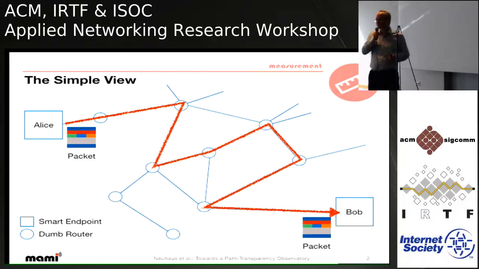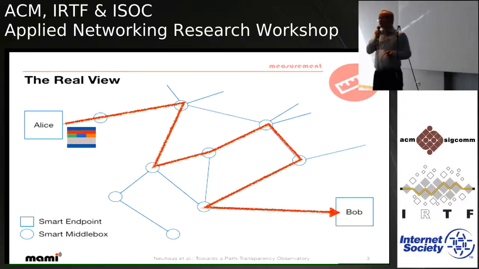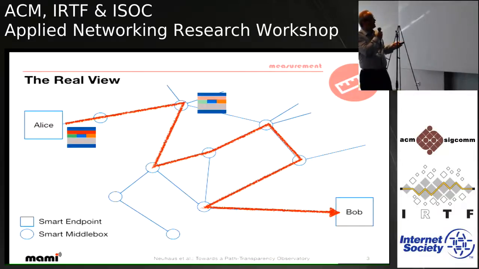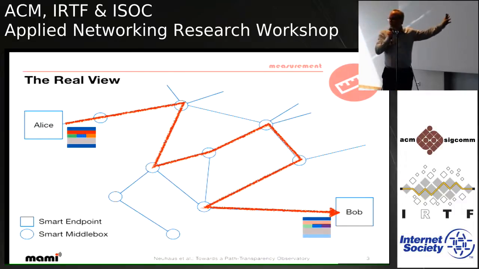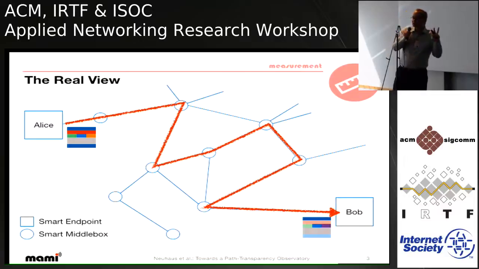But in reality, that's not what happens. What happens in reality is that the middle boxes, the circles here, they change the packet, they change the headers. For example, they're NAT boxes or there may be load balancers and so on. So they change the headers of the packet in ways that the packet that ends up at Bob looks superficially like the packet that went in, but it's not necessarily the same. And that's bad for two reasons.